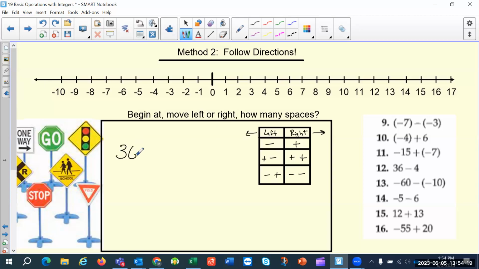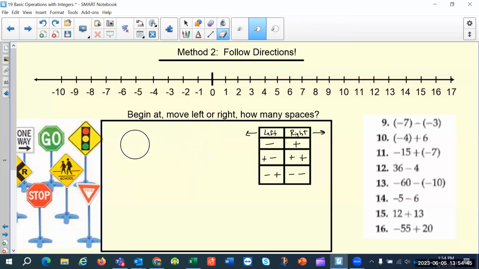Confidence builder, 36 minus 4. If you start at the number 36, minus goes to the left. You go to the left on the number line. You're coming back this way. You move 4 spots. Where do you end up? What is 36 minus 4? All right, should be 32. 36 minus 4 is 32.